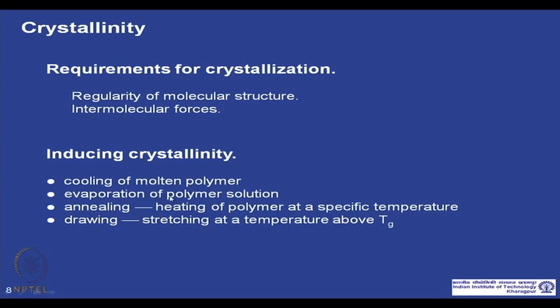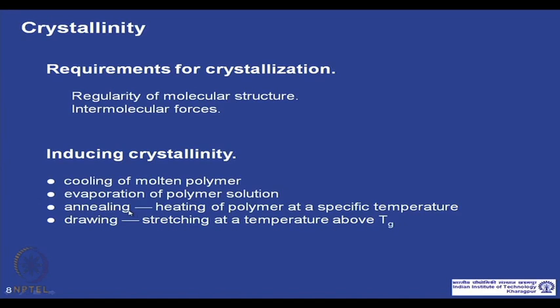How do you induce crystallinity in a material? We obviously can do it by cooling the molten polymer. When you evaporate a polymer solution, the polymer chains can align themselves, because evaporation is a slow process. The polymer chains in the solution have more time to align themselves, so they can form crystalline regions.